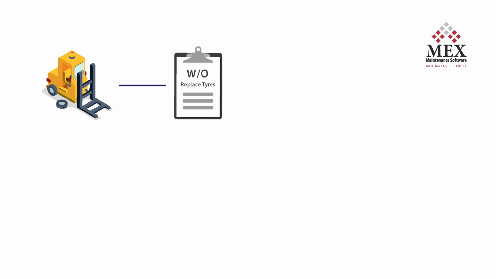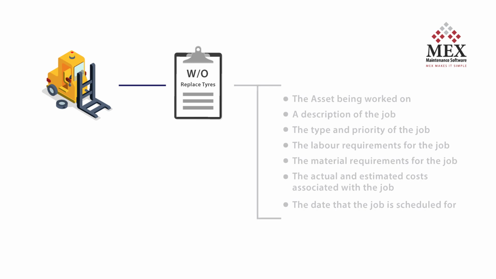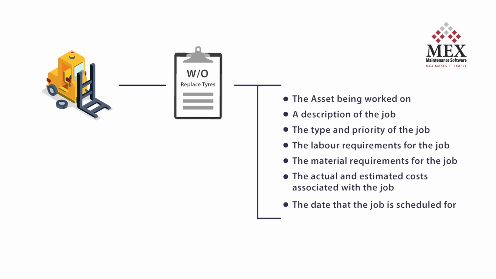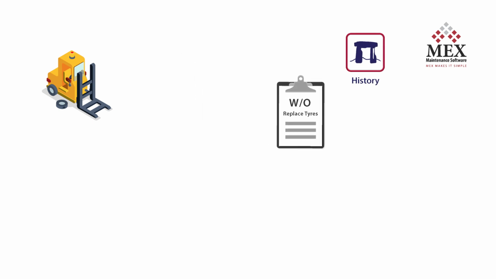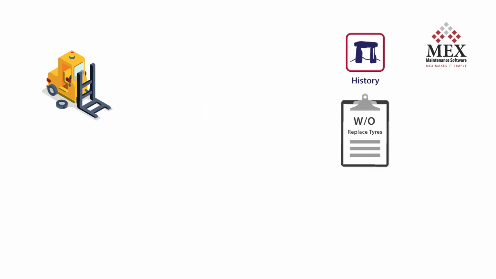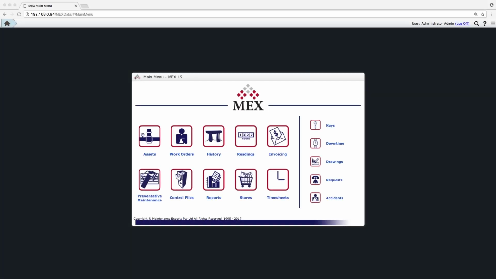In the work order, you would bring such information as the asset being worked on, the description of the job, the type and priority of the job, the labour and material requirements for the job, the actual and estimated costs, and the date that the job is scheduled for. When the work has been completed, the work order is closed off, meaning that it's moved from your backlog of outstanding work to the work history of the asset. The work order listing is accessed from the MEX menu here.